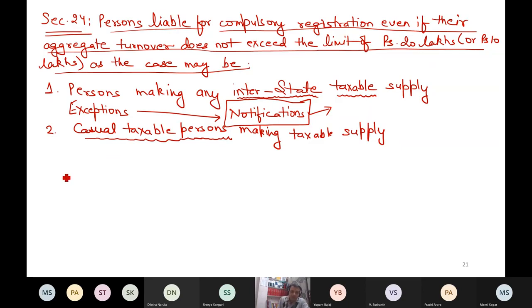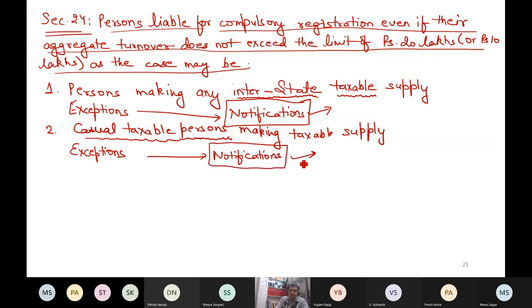But again, in this case also I can say that there are some exceptions. And those exceptions are through some notifications. So I have to merge this knowledge also. So this is for later discussion. But broadly, casual taxable persons when making taxable supply are compulsorily required to take registration. But we have some exceptions. Third point.